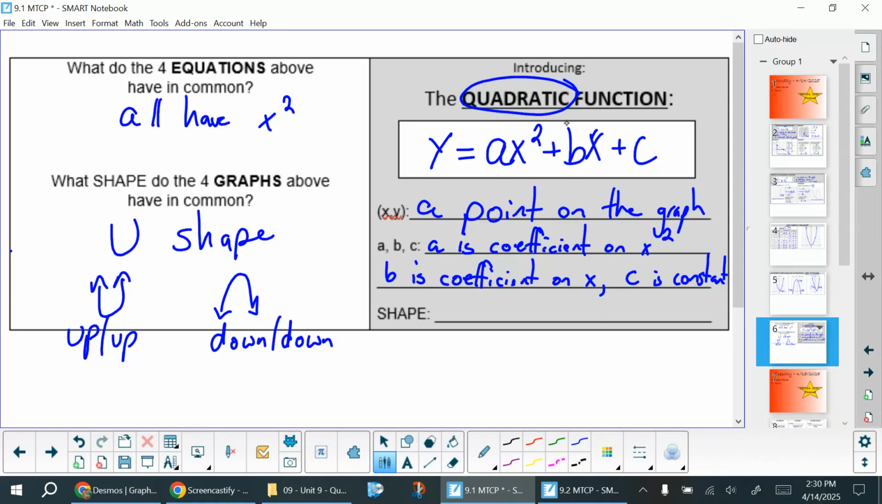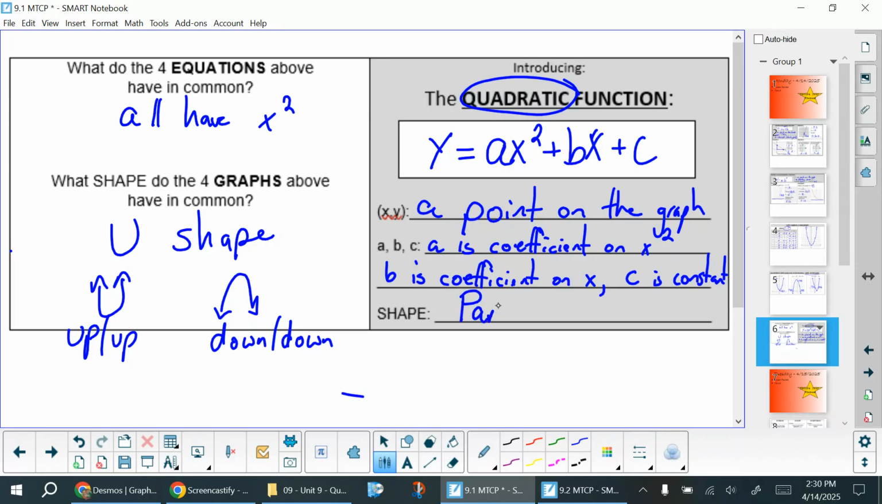But if we didn't have any x term at all, we would say B is 0. 0x, we wouldn't write x at all. And also C could be 0. And if we didn't have a plus a number or minus a number, C would just be 0. And that's okay. The last thing here is the shape.